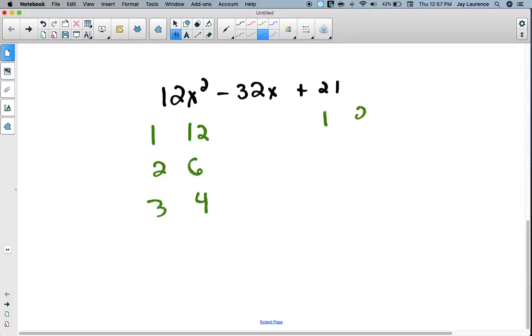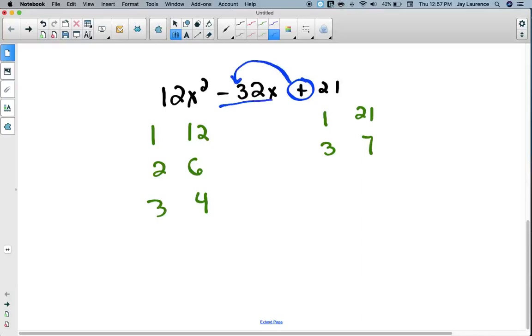Factors of 21: 1 and 21, 3 and 7. Remember, always list them in order. They'll converge towards the square root of the number. Okay, so now I'm going to multiply the products just like I did in the last problem. I am going to add because this term is positive, and I want to get a negative 32 this time.